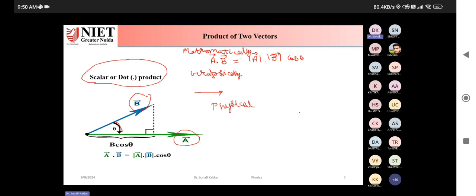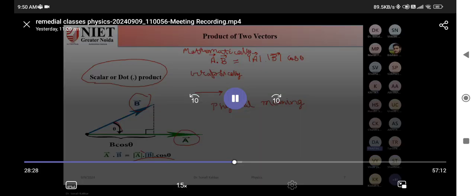Yes, so tell me the physical meaning of dot product. Where do we use dot products in physics or in our daily life, to find the quantities? See, the answer lies in this equation only. What does this equation say?